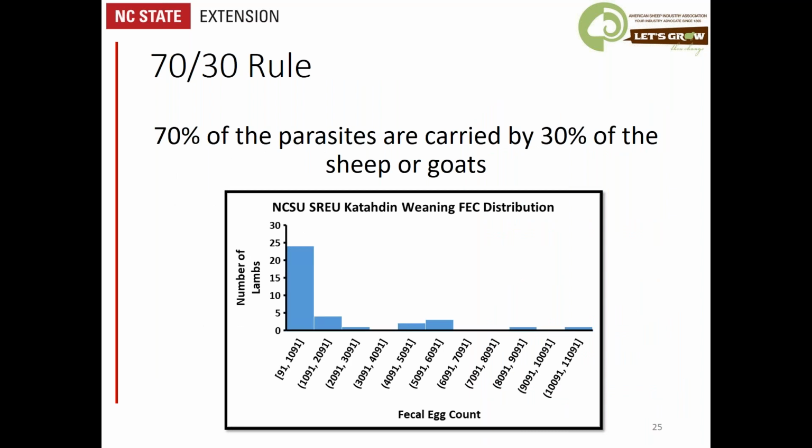We can also remember the 70-30 rule and this idea that 70% of the parasites within a population are carried by generally just 30% of the sheep or goats within that flock or herd.